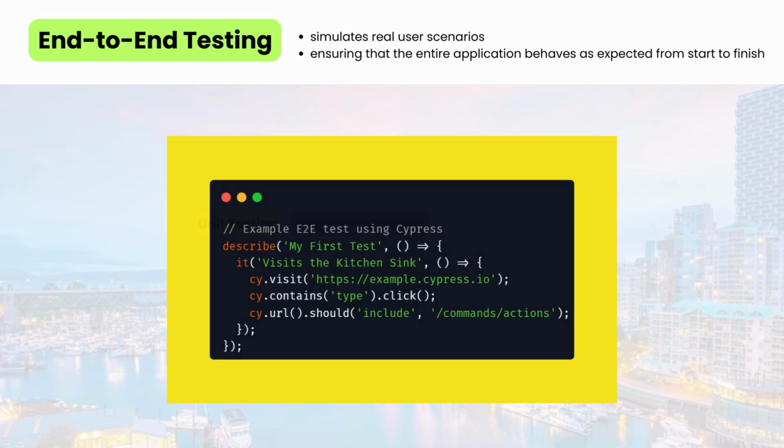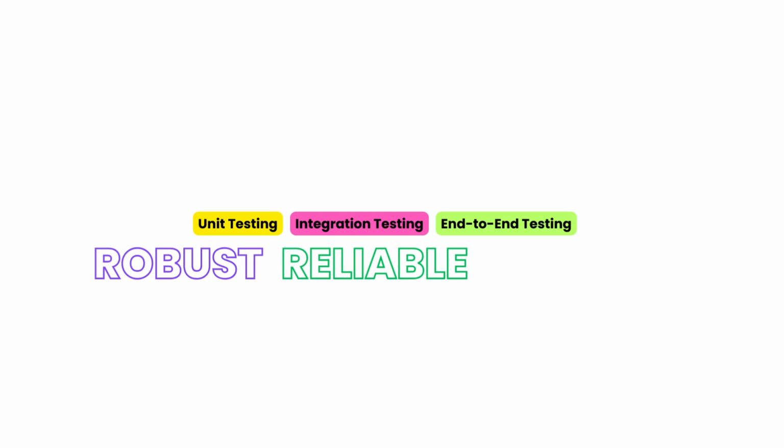By combining unit testing, integration testing, and end-to-end testing, you can ensure your JavaScript applications are robust, reliable, and bug-free. Remember, testing isn't just about finding bugs, it's about building confidence in your code. Happy testing, everyone!